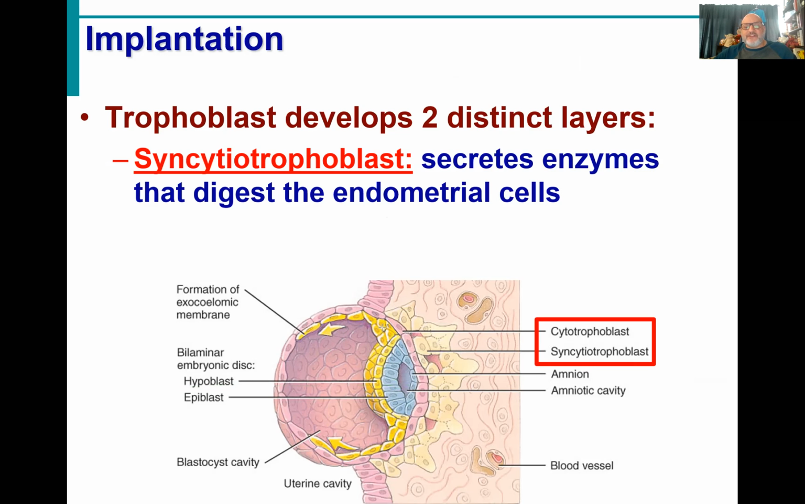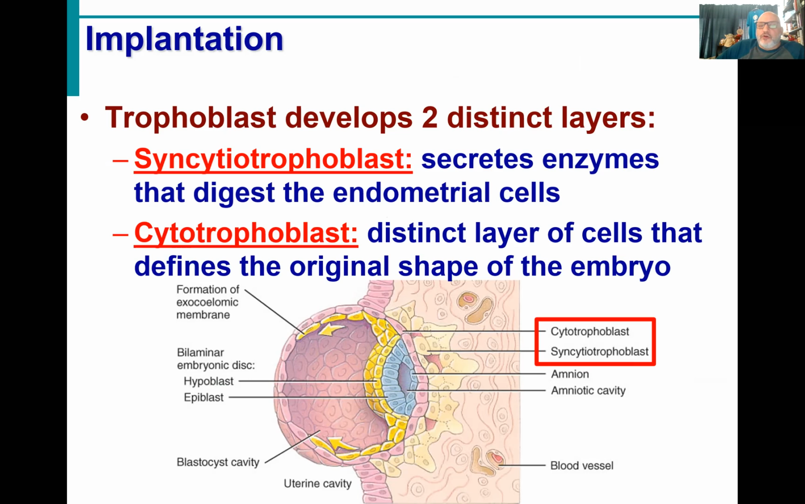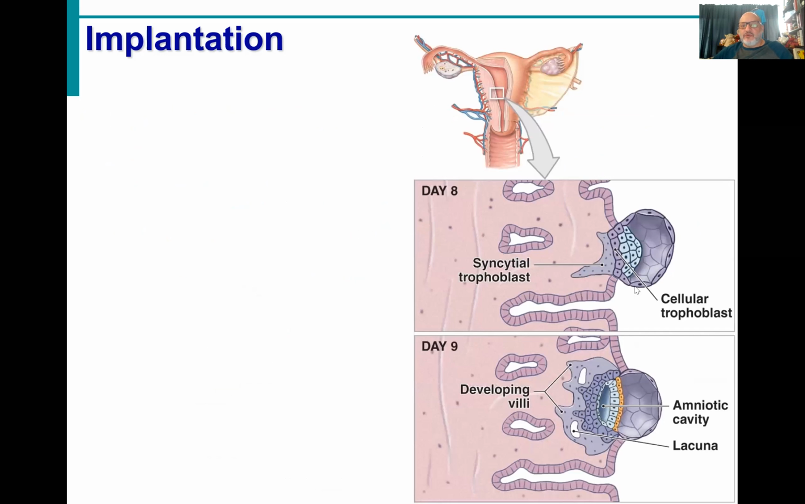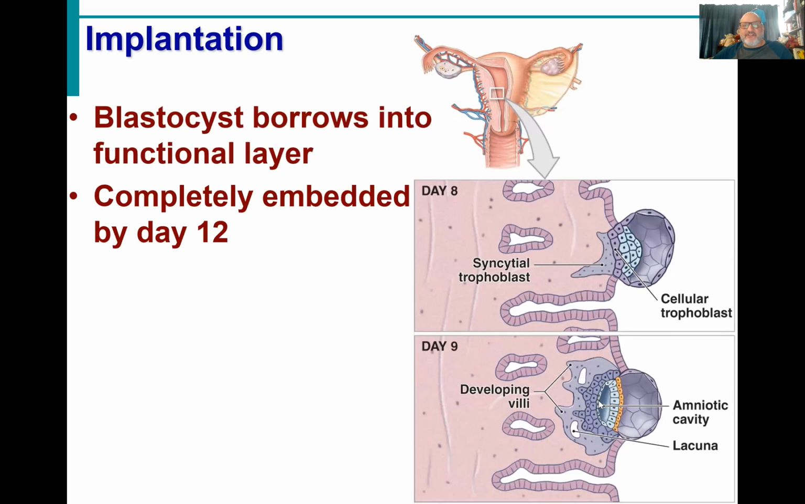However, notice we still need to maintain the integrity of the blastocyst cavity where the inner cells are located. And so we still maintain a layer of cells forming that boundary, and that is called the cytotrophoblast. So this maintains the original shape of the embryo while the other cells expand and grow inward, burrowing into the functional layer. This burrowing continues until the blastocyst is completely embedded within the functional layer, completely contained inside.